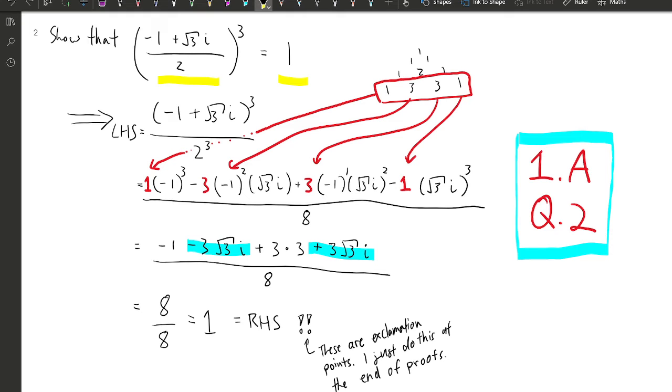So the way to show that is split it up into the left-hand side and the right-hand side of the equation. So we take just the left-hand side and we want to calculate or manipulate it until it becomes 1. And then we've proven down here that it equals the right-hand side. And that's how you show that it equals 1. So very simple.